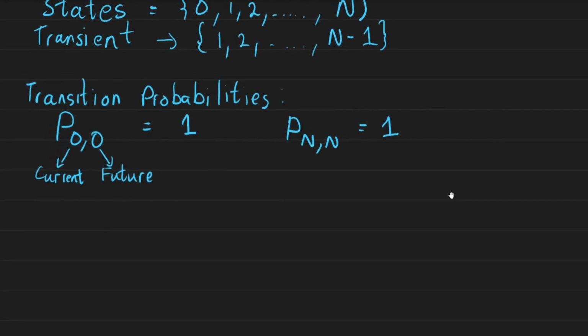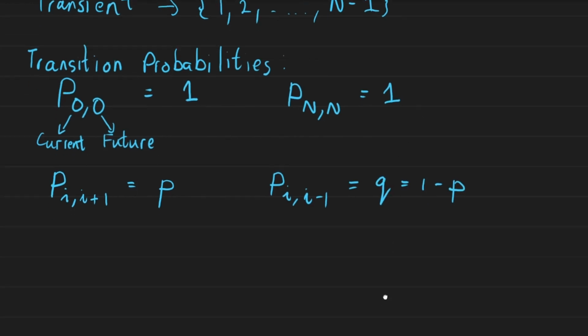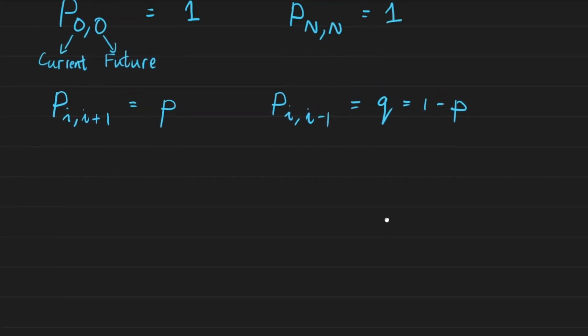So the rest of the transition probabilities: if we are in state i and going from i to i plus 1, we said that the probability is p. So that's a small letter p. And then the transition probability of being in state i and then losing $1, so going from i to i minus 1, we said that this probability is q, where q is 1 minus p. So we can represent these transition probabilities in terms of the Markov chain.